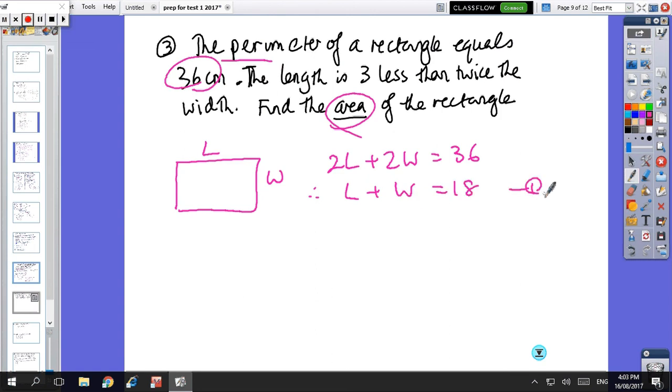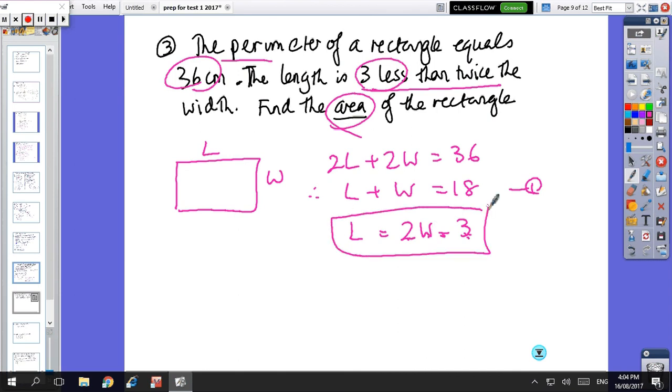Okay, the length is 3 less than twice the width. So that's the second equation. It says 3 less, so there's my 3 less than twice the width. Now this is set up for substitution, so I'm just going to put that straight into that position there.